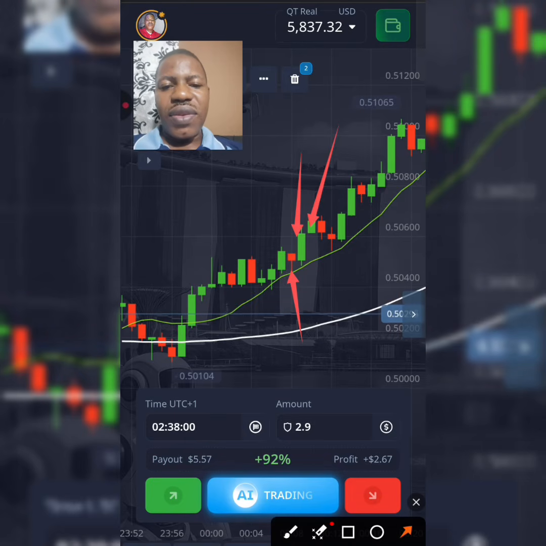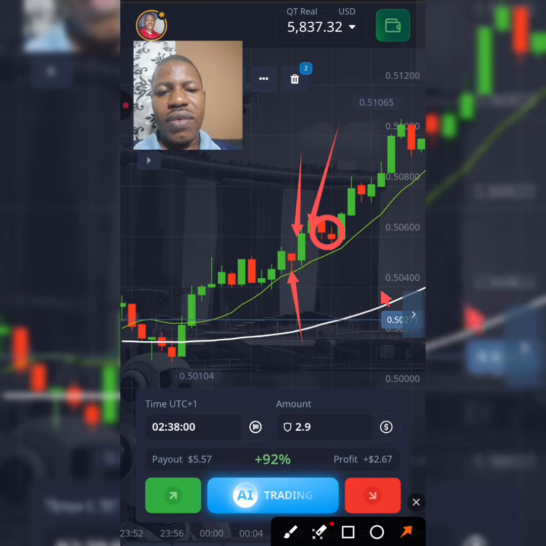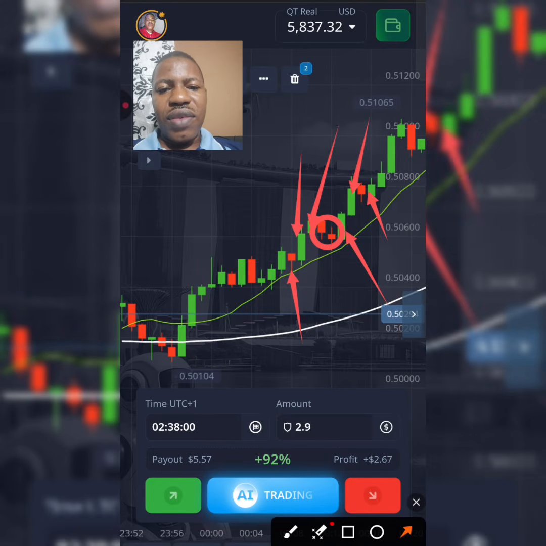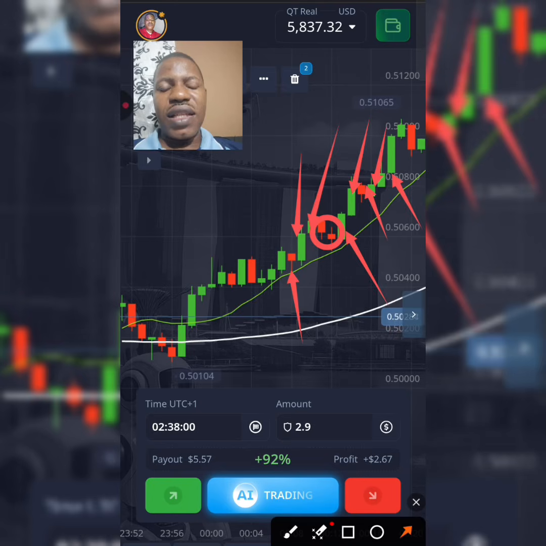For this one, we have 2 red. No problem. So we wait for a green. And of course, we take the next one as green. For this one, we have 1 red. We wait for a green. And of course, we take the next one as green.